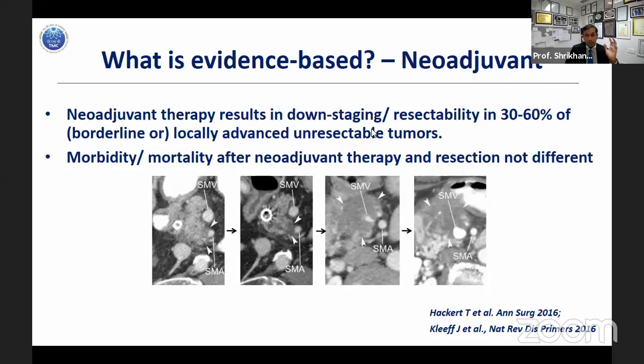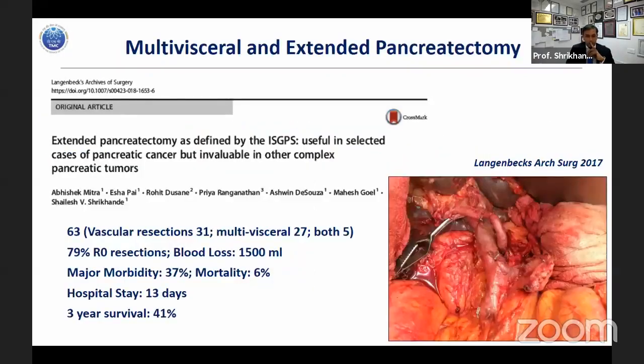The fact is we still need higher levels of evidence, but neoadjuvant therapy results in downstaging and resectability anywhere between 30 to 60% in borderline resectable or locally advanced unresectable tumors. And it does not influence surgical morbidity or mortality. So that's the good part for surgeons, that if there is neoadjuvant indicated, go ahead with it, and we can still do good surgery. And this has been our experience in Tata as well.